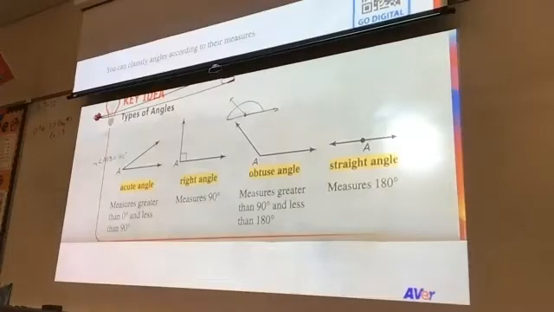When do we learn about angles that are greater than 180? Probably algebra 2. Okay, yes. If I remember correctly.